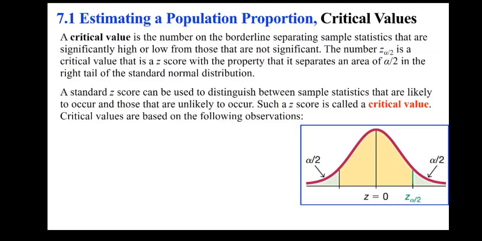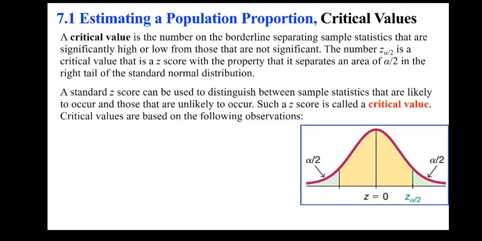The tails contain the total area of alpha. So that means divided by 2 for each piece. Critical value is the number on the borderline separating sample statistics that are significantly high or low from those that are not significant. The number z sub alpha over 2 is a critical value that is a z-score with the property that it separates an area of alpha over 2 in the right tail of the standard normal distribution.